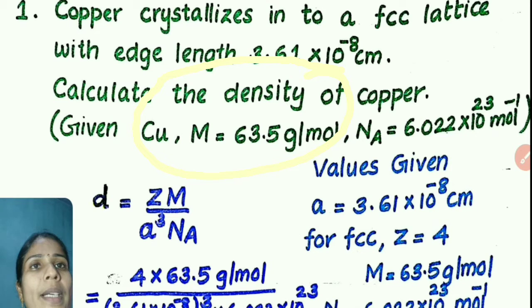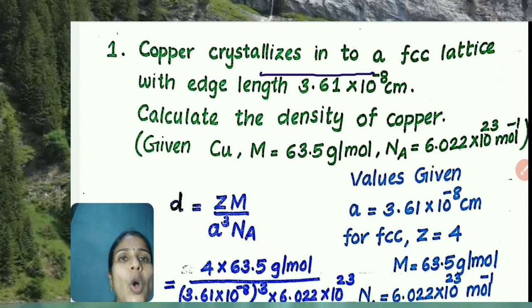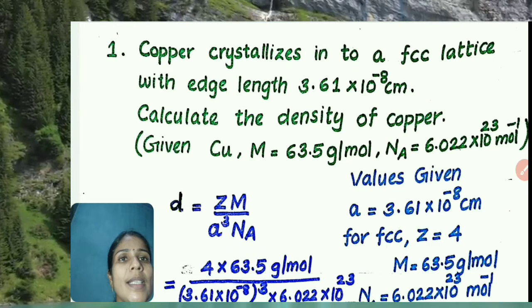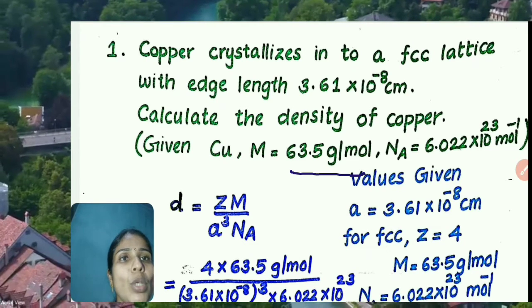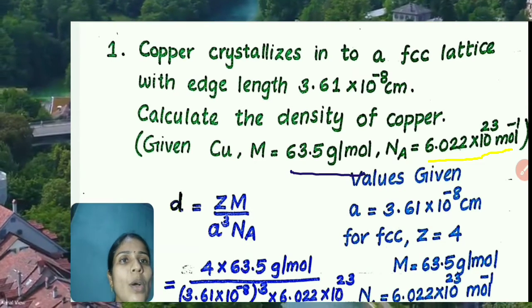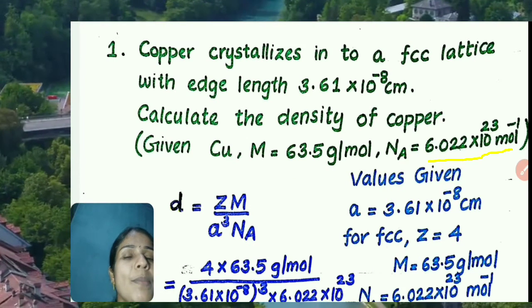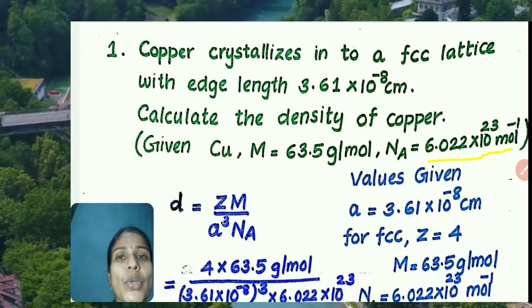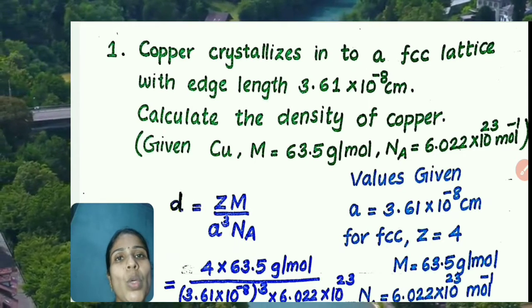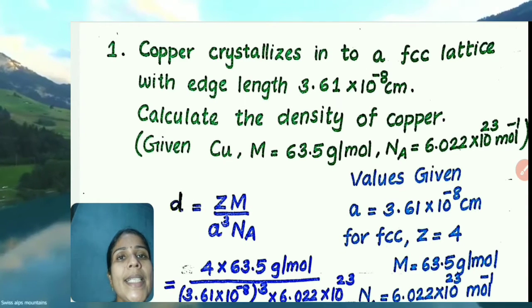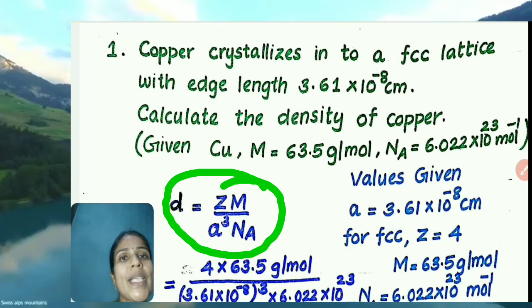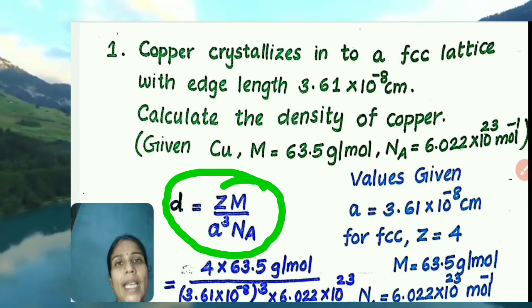First question: copper crystallizes into FCC lattice with edge length 3.61 into 10 raised to minus 8 cm. Calculate the density of copper. Given copper with molar mass 63.5 gram per mole, Avogadro number, it is a constant, Na is equal to 6.022 into 10 raised to 23 particles per mole. Then here density is equal to ZM by A cube Na.